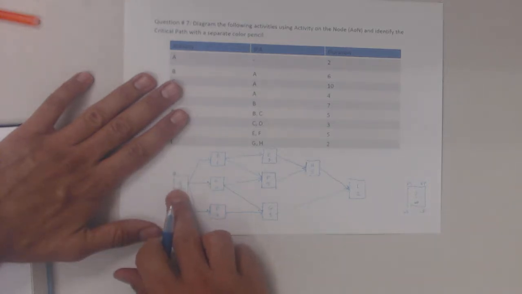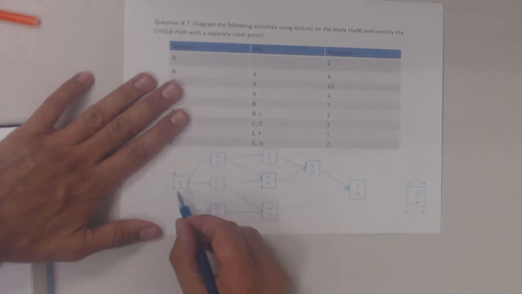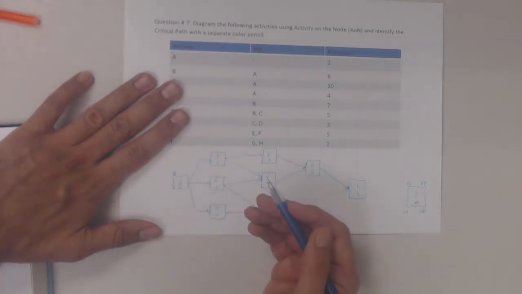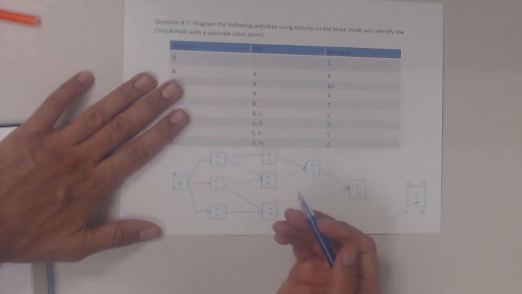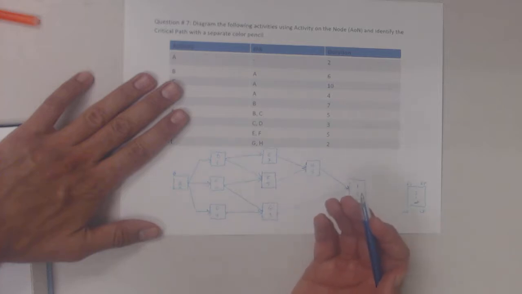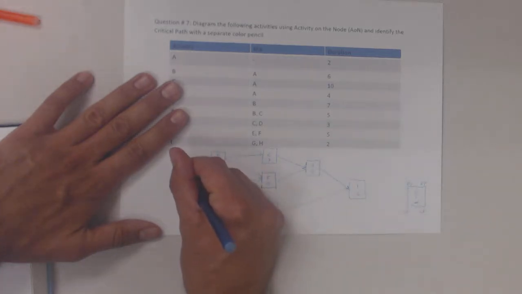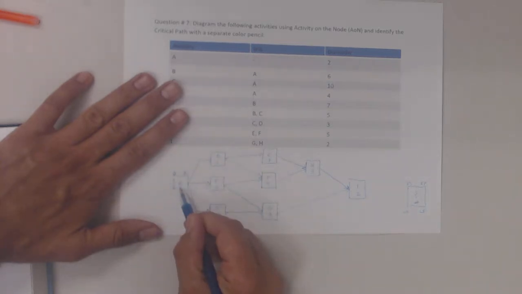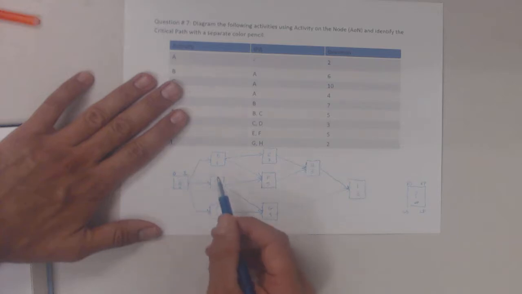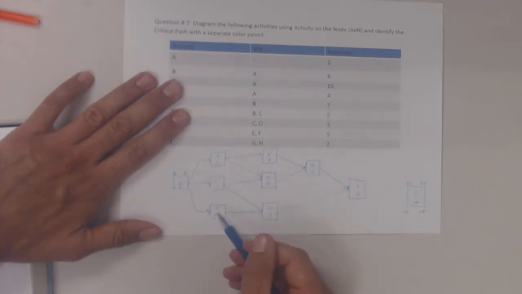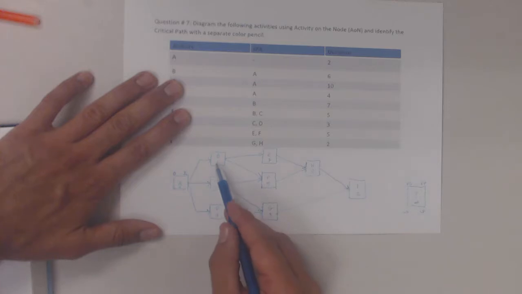Early start for activity A is 0. It's a 2-day duration, which means that the earliest I could finish activity A is 2 days later. So early start 0, you add the duration of the activity, early finish would be 2 days. Now this will start making more sense when we start doing B, C, and D.